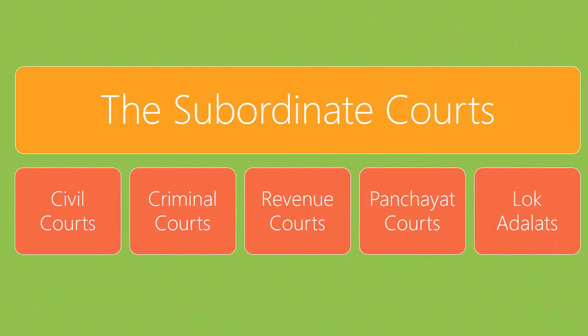Then under subordinate courts, we have civil courts, criminal courts, revenue courts, panchayat courts, and lok adalats. Below the high courts are the lower courts that are subordinate to and under the control of the high courts. They are called subordinate courts.